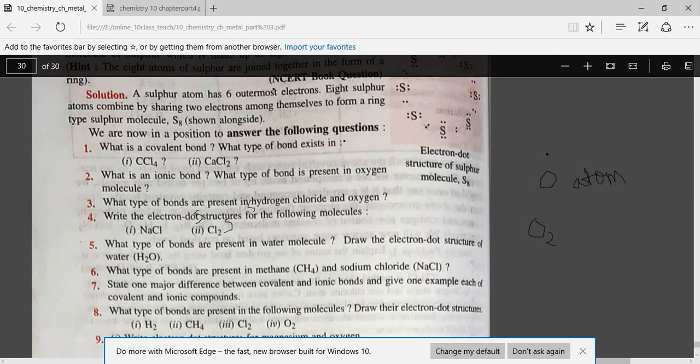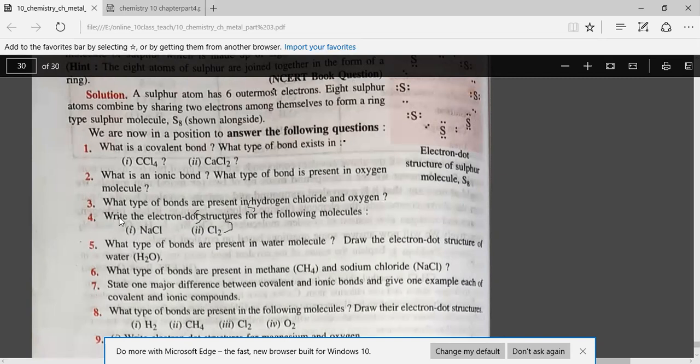Covalent bond. Hydrogen chloride has a covalent bond because, in this case, the hydrogen will work as a non-metal. Hydrogen will be treated as a non-metal.